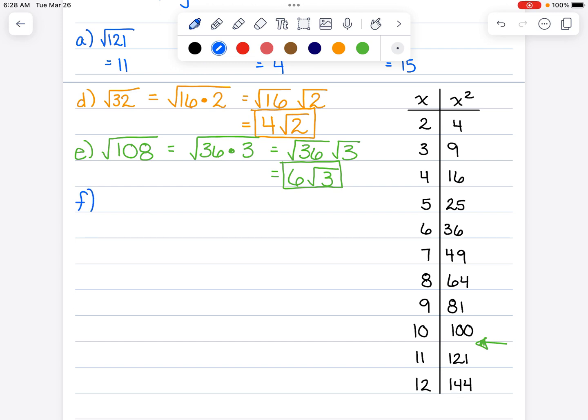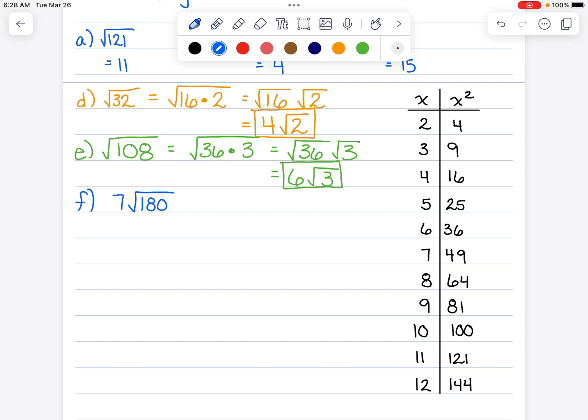Now sometimes you're going to see a number in front of the square root. And that's okay if you see a number in front of the square root. You still do things the exact same way. 180. Now 180 is bigger than these. In fact, it's bigger than some perfect squares that are on there.